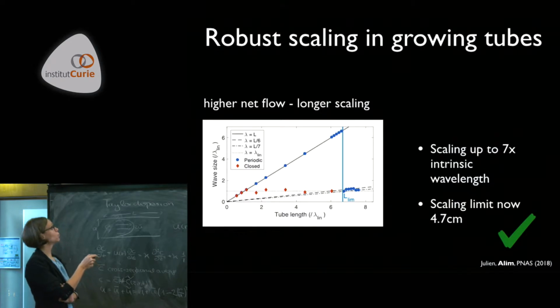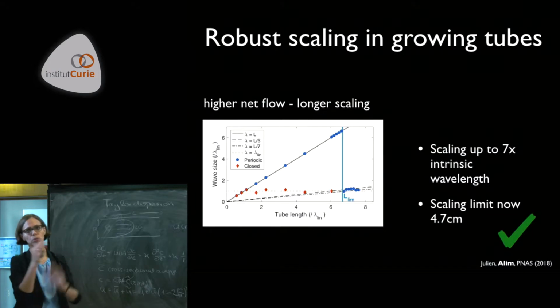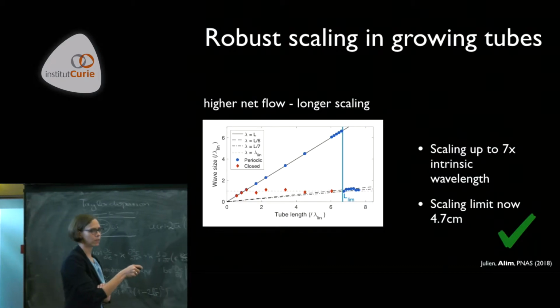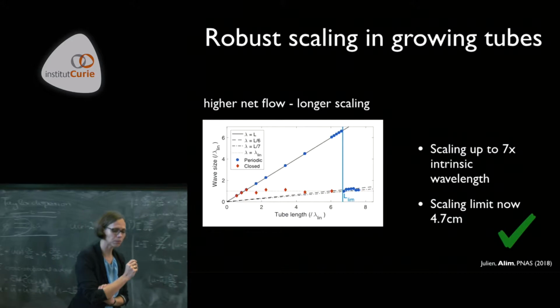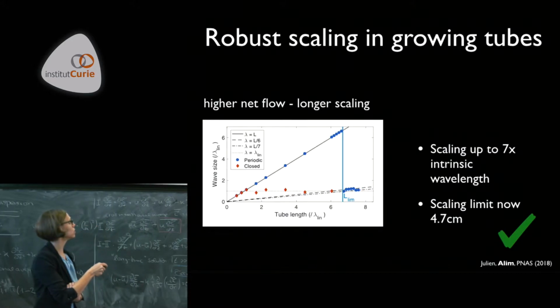As a check, I'm also showing you here the geometry of the closed tube. And if we do the same growth procedure with the closed tube, the same observation as before, it scales up to the intrinsic wavelengths, and then the pattern breaks into multiple. And it's only with the periodic or the looped geometry that the system can scale up to 7 times the intrinsic wavelengths, which, given our careful parameter analysis, actually equates to 4.7 centimeters, so well within the arm. So what's going on there?